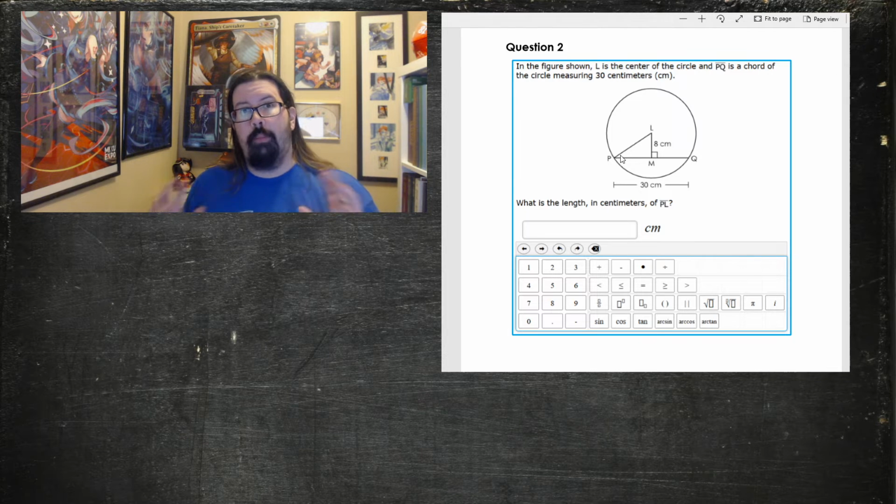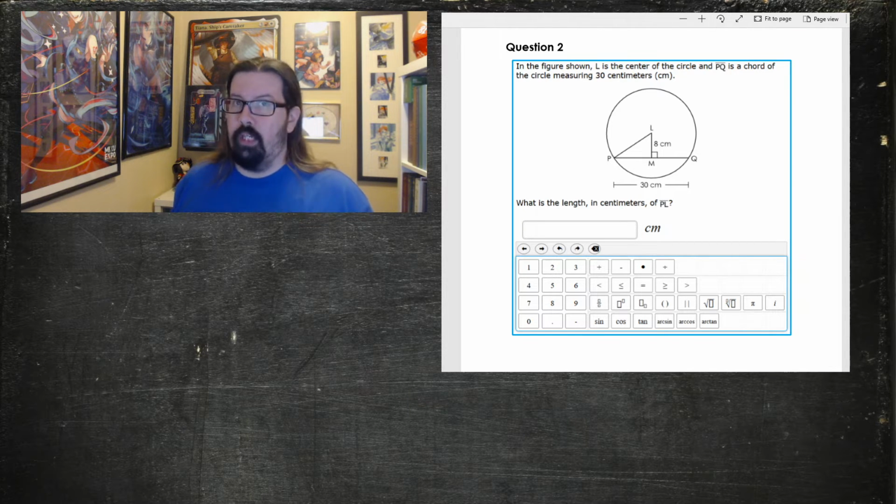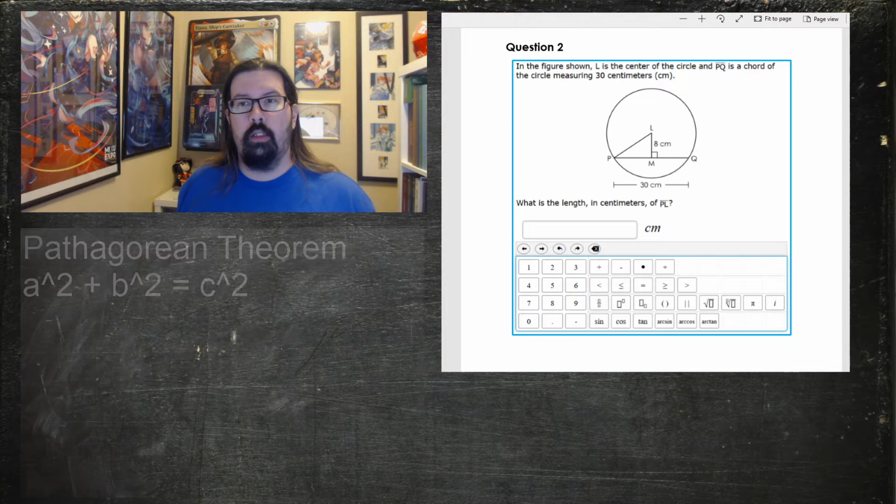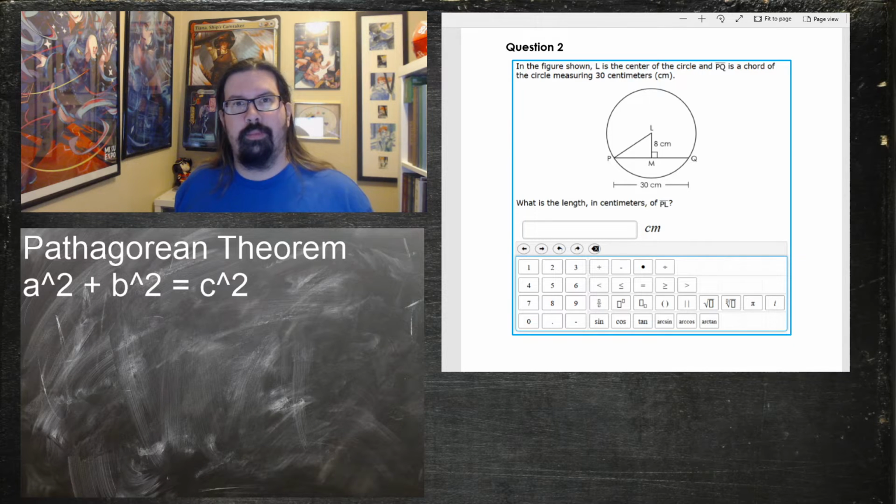Now, this problem on the surface looks very complicated, but fortunately for us, it has something going for it that makes it really easy. Have you seen it yet? It's a right triangle. So, because it's a right triangle, we have the ability to find the length of sides of a right triangle using the Pythagorean theorem. The Pythagorean theorem is a squared plus b squared equals c squared.